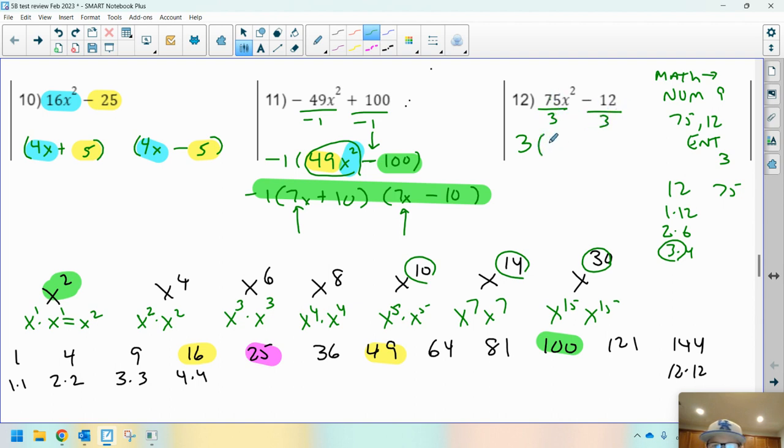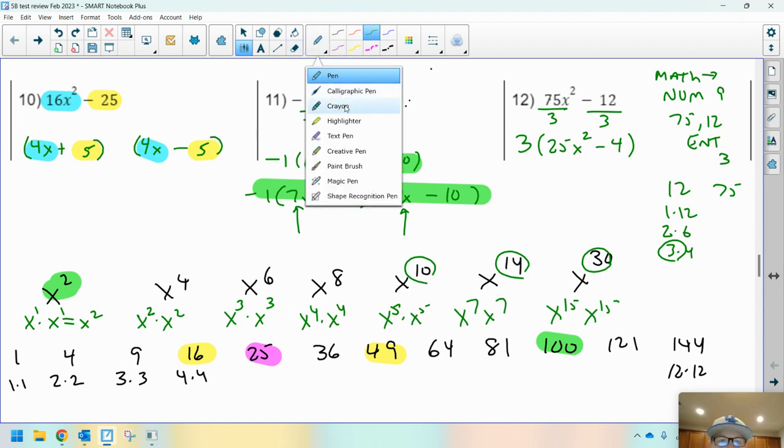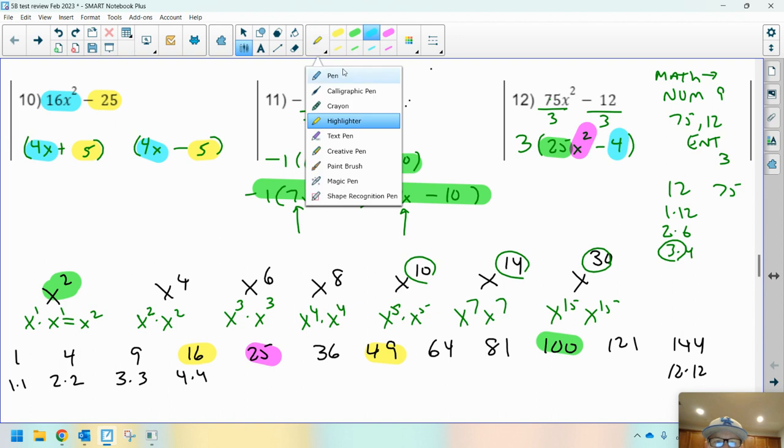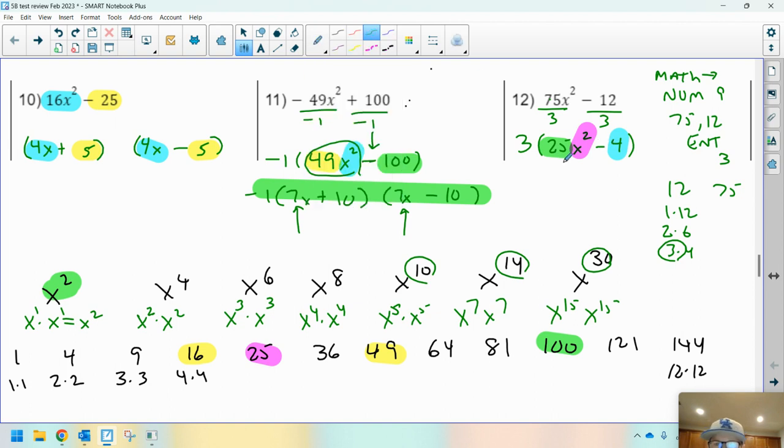75 divided by 3 is 25. x squared comes down, x squared. Negative 12 divided by a positive 3 is negative 4. Now, do we have perfect squares going on here? Is 25 a perfect square? Sure is. Is x squared a perfect square? It is. Is 4 a perfect square? So we have a difference, subtraction in the middle, of perfect squares.